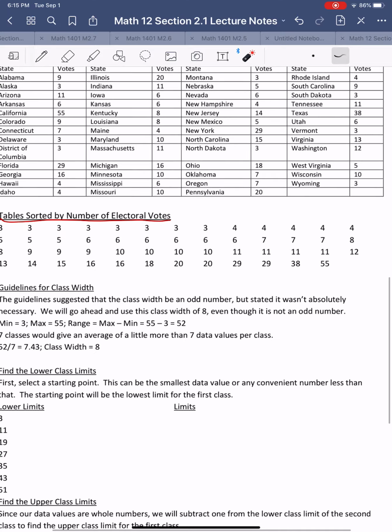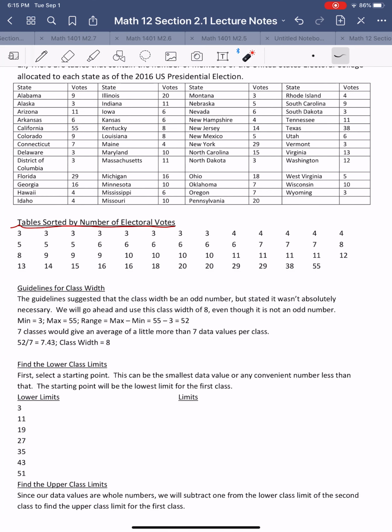All right, so let's get to the class width. The guideline suggests the class width to be an odd number, but that is not absolutely necessary. So we will go ahead and use a class width of 8. That's your decision. So I'm going to make the class width 8. Even though it is not an odd number, we can still use it. So let's see how we can get the 8 here.